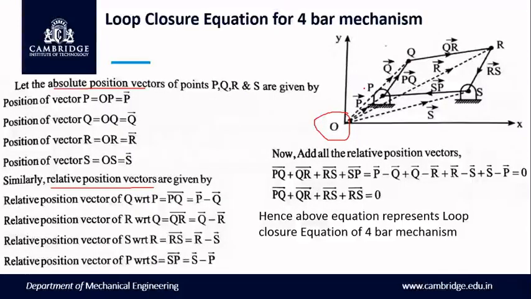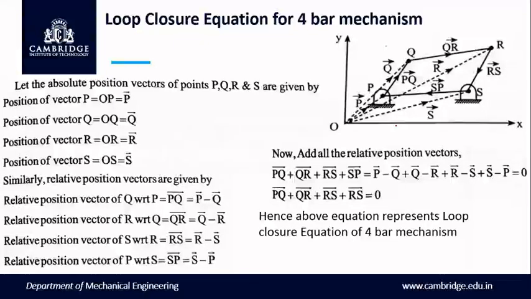Now, the position vector P means a vector joining O to P. So this is point P, and the vector joining O to P will be the position vector P. Similarly, the position vector Q will be the line joining O to Q. Similarly, the position vector R is a line joining O with the point R, and the position vector S. So we have four position vectors by looking at this diagram.